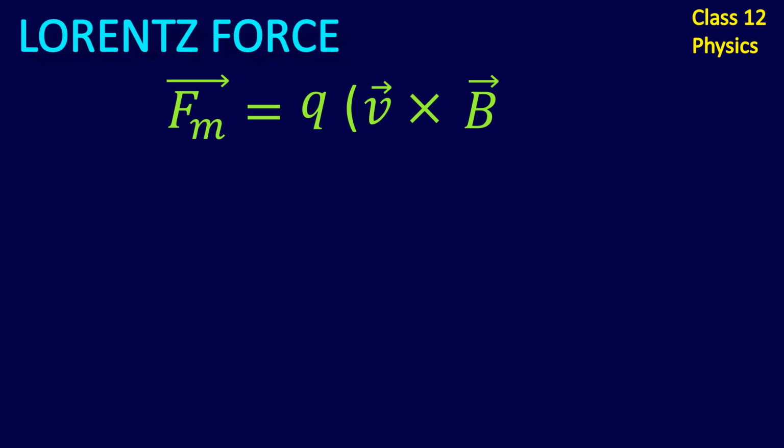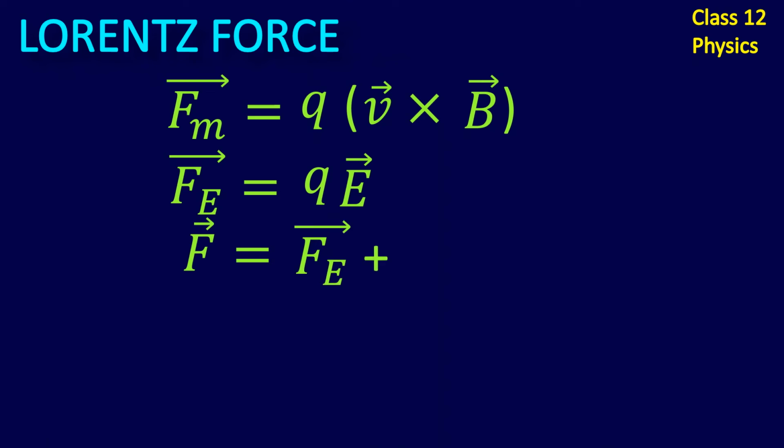Next we see the total force. Magnetic force Fm vector is equal to Q into V vector cross B vector, and the electric force is equal to Q into E vector, because the charge is moving, so we will get electric force also. So total force is equal to the sum of electric force and magnetic force.